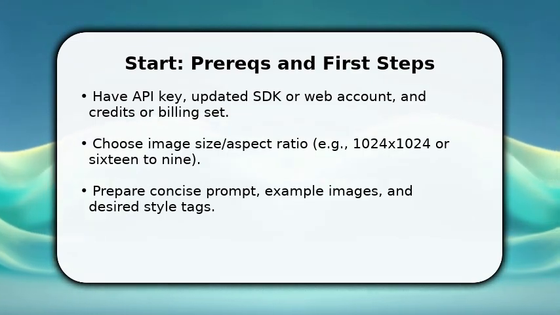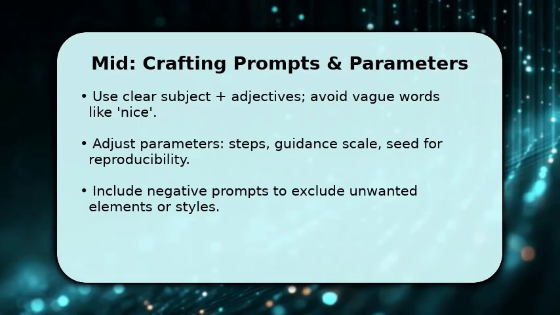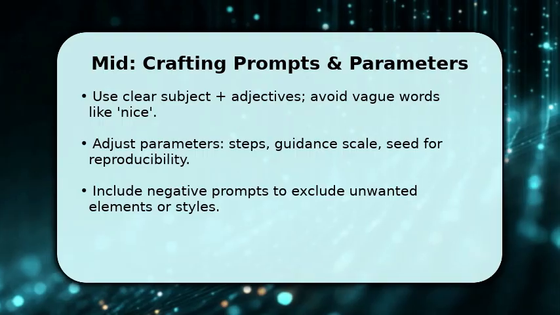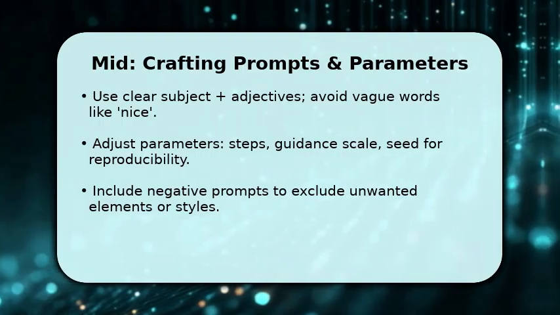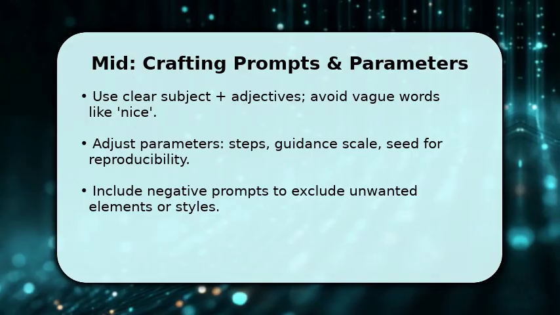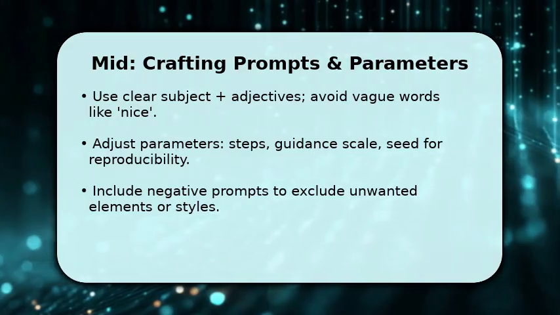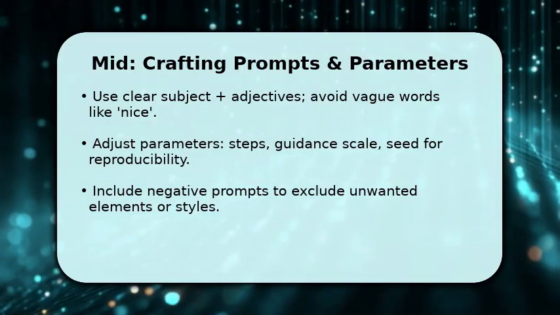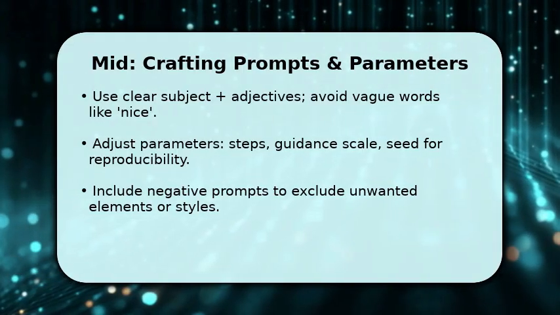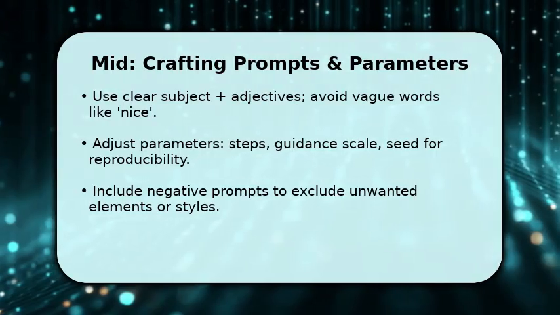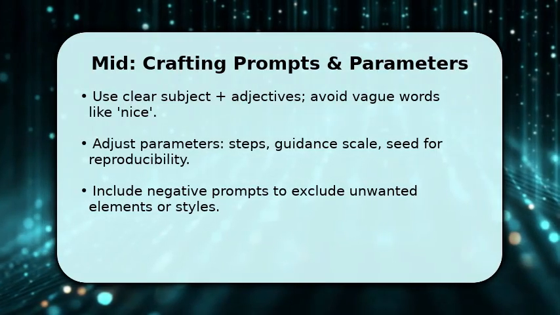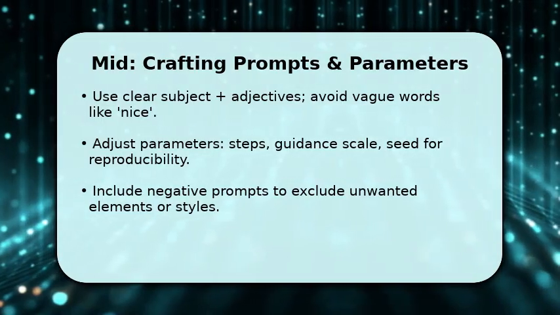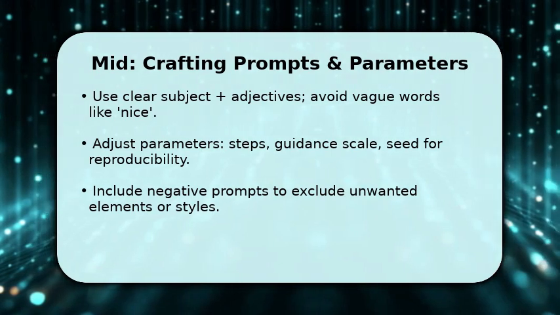Once you have a basic prompt, refine it with concrete visual details and adjectives: lighting, composition, color palette, and camera angle. Then set generation parameters. Higher guidance scale tightens adherence to the prompt. More steps can improve detail but cost more. Use a seed for reproducible results and add negative prompts to filter out artifacts. Finally, run small previews to check direction and iterate quickly, rather than committing to a long, full-quality render.